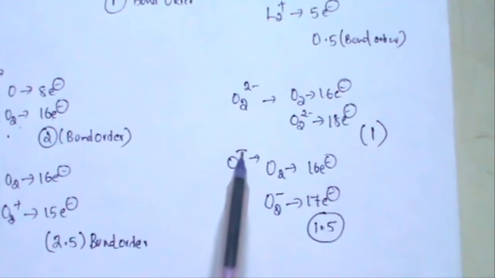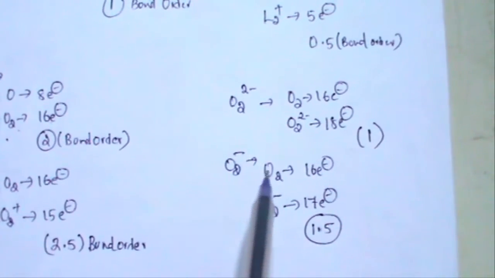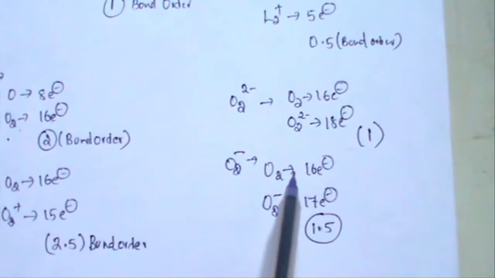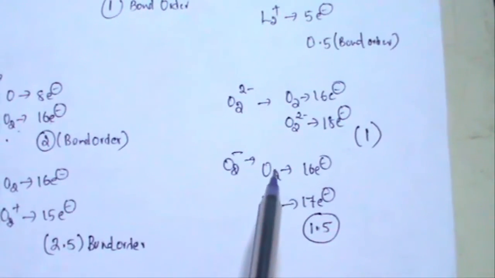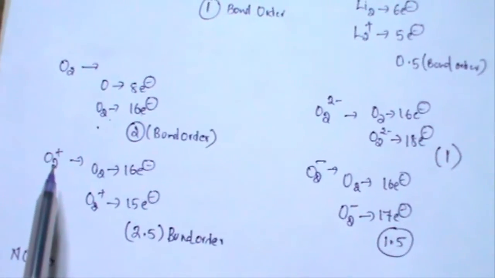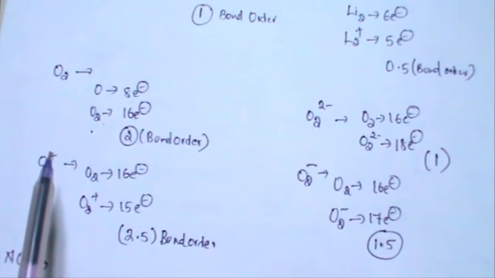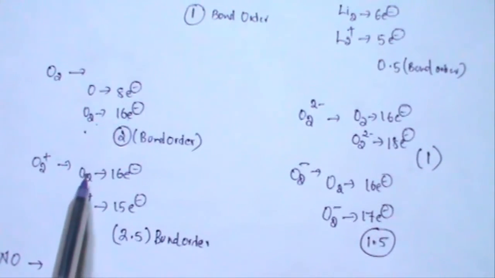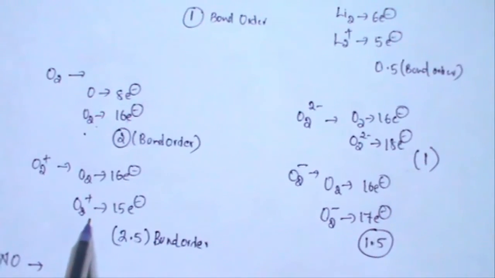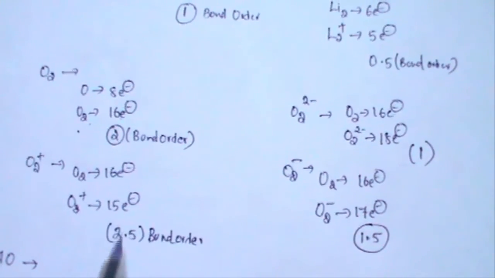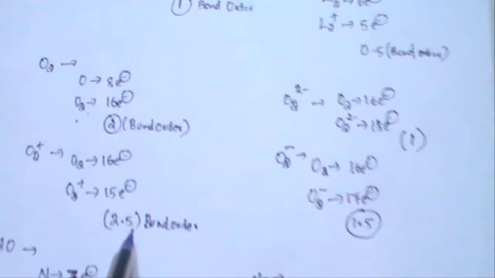If you have a minus charge, then you add one extra electron to the total electrons of the parent molecule. In this case O2 plus is there, which means you have to take out one electron from the molecule. The O2 molecule has 16 electrons, you take away one electron, so 15 electrons. So 15 electrons are there, and its bond order is 2.5.